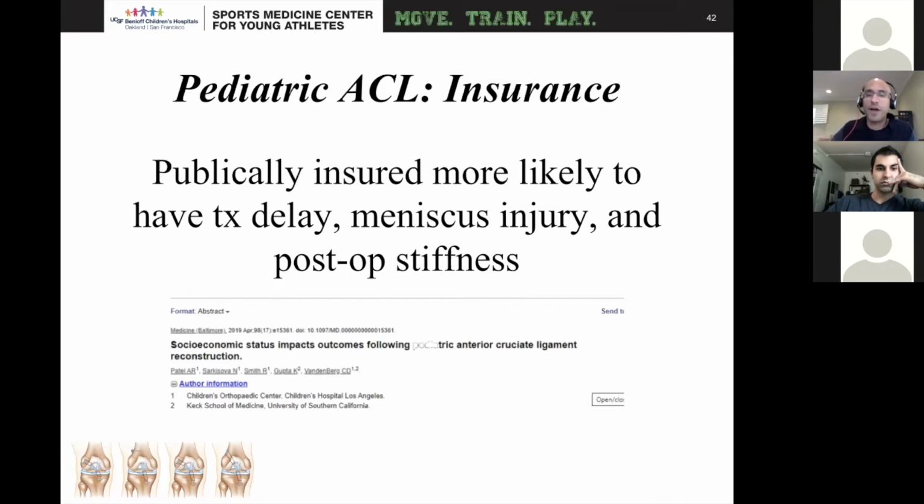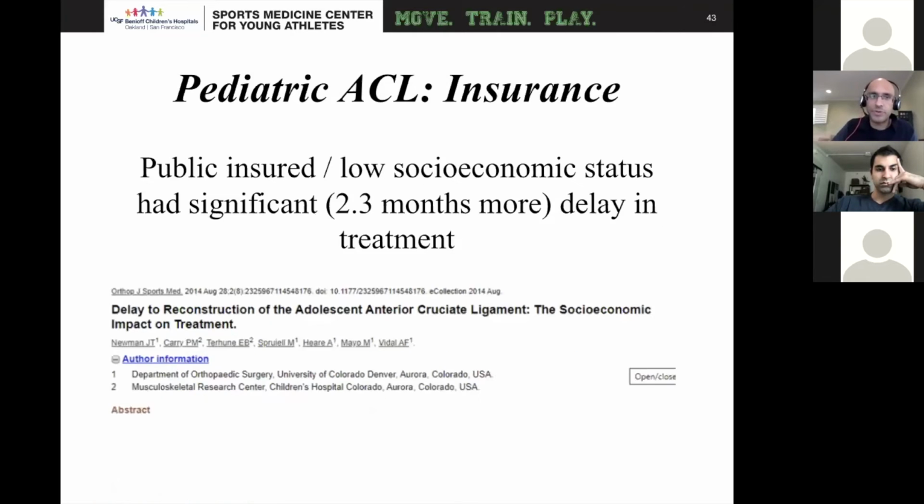or you know what, it's going to be 5 months before we get you in for your surgery. They're going to have irreparable meniscus tears, and then have arthritis. And then even after you operate on them, and this is the issue, this is the example of the rural patient, if they don't have as much physical therapy, they're more likely to get stiff and have poor outcomes. So it impacts them at multiple different levels.